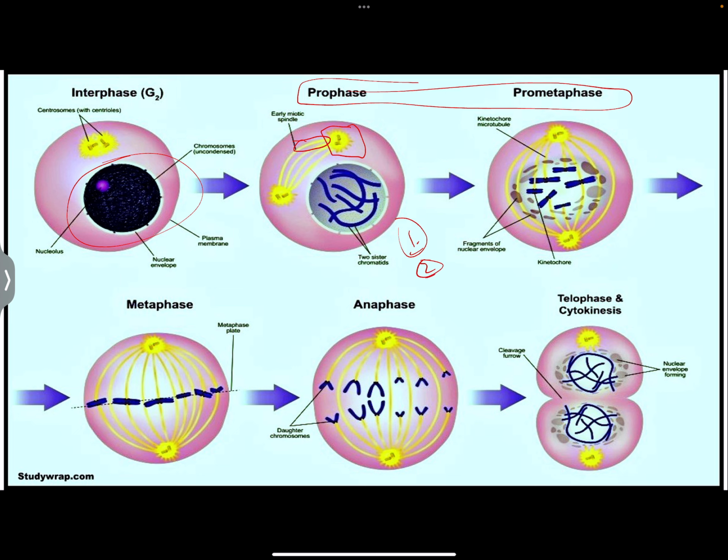And then three, the DNA is stuck inside of the nucleus, and how are you going to separate the genetic information if it's stuck inside of the nucleus? So we're going to see that the nuclear envelope is dissolving. So we see that in both of these.